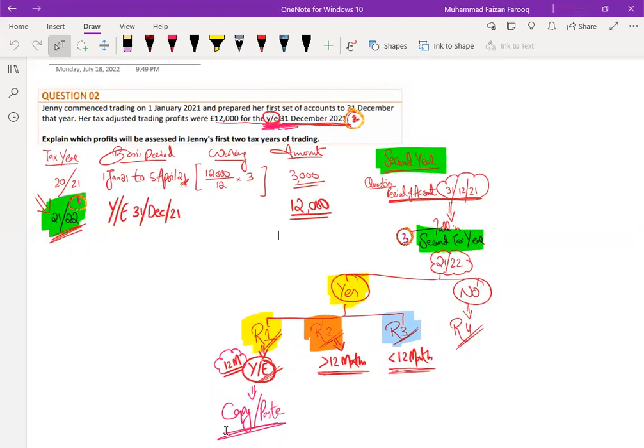Does this specific day fall in the 21-22 tax year? The answer is yes. Then we ask ourselves, is it year end, less than 12 months, or more than 12 months? The period is written as year end, which means it's completely 12 months. So what we have to do is just copy it and paste it. Simple, no need to do any calculation in the second tax year. This is rule number one for the second year.